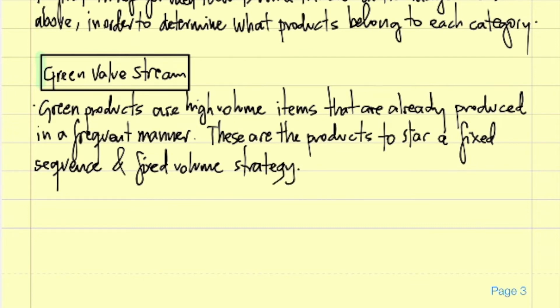Okay, so our strategy with this product is to produce them always in the same sequence and with the same volume. Let's say every week, to deliver every week the weekly demand in the same sequence. Okay, or every day to deliver the daily demand in the same sequence. Fixed sequence, fixed volume. This is the strategy with the green products.